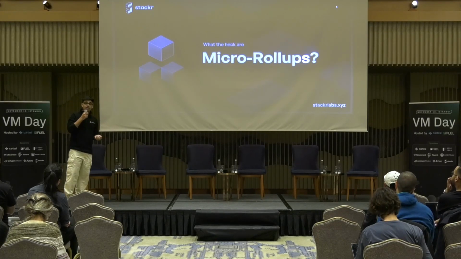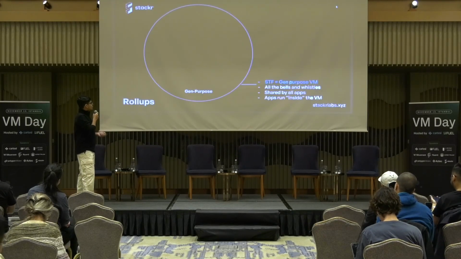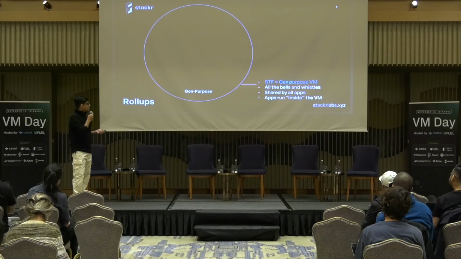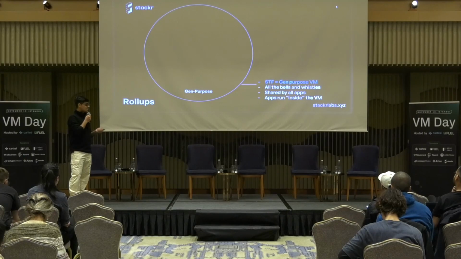So what the heck are micro rollups? That's what we are building. Before that, we need to understand what general purpose rollups are. General purpose rollups run a general purpose VM. The VM has all the bells and whistles that you need to build any sort of application. That VM is shared by all the applications, and the apps run inside the VM.